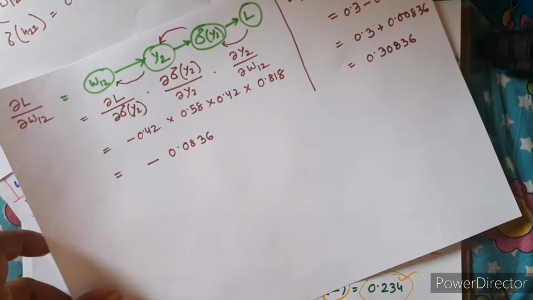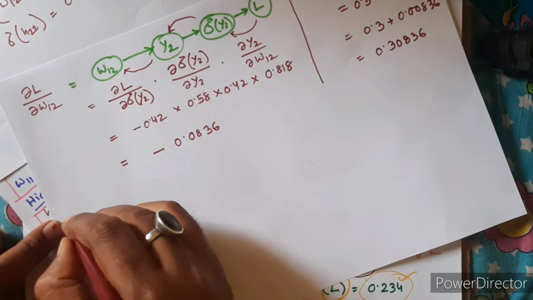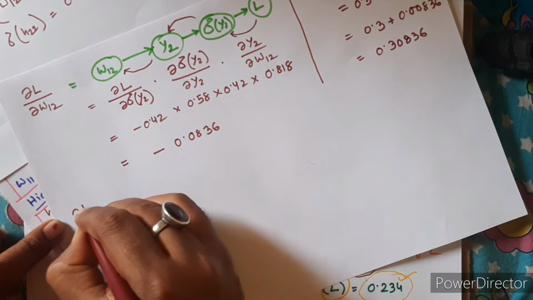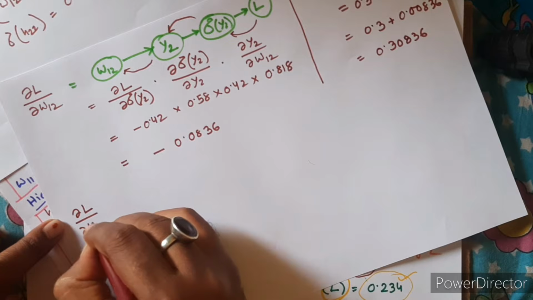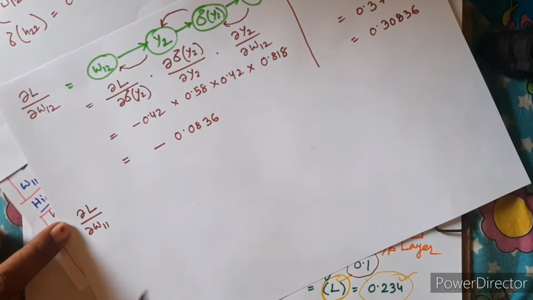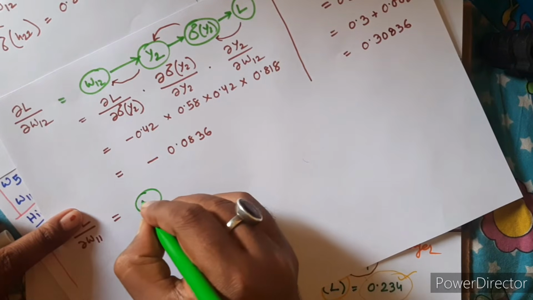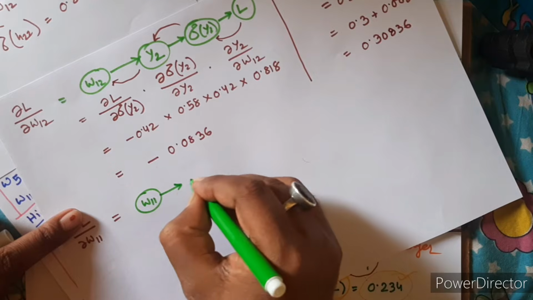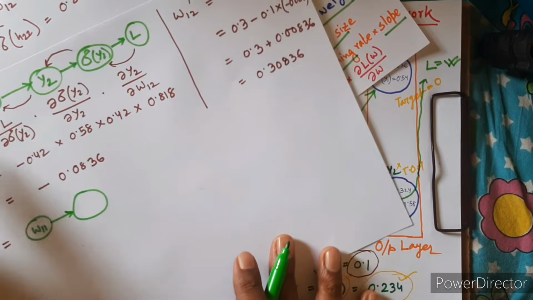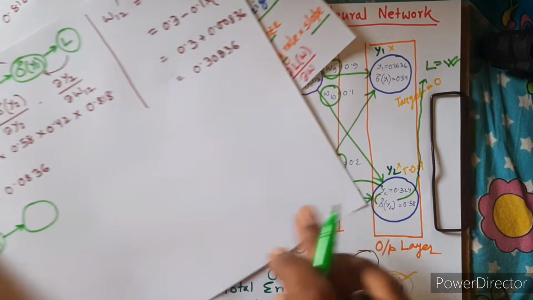Same way we will calculate for delta L by delta W11. So it will be W11, where it is going, Y1.